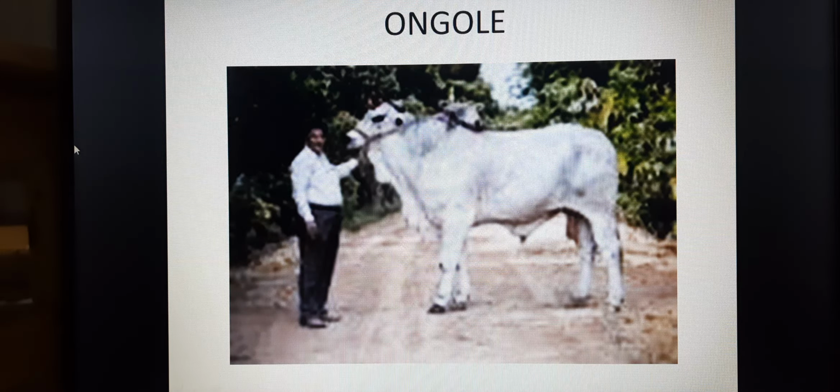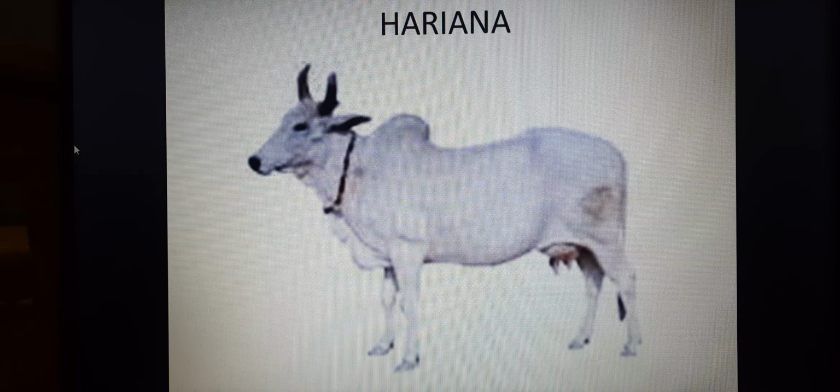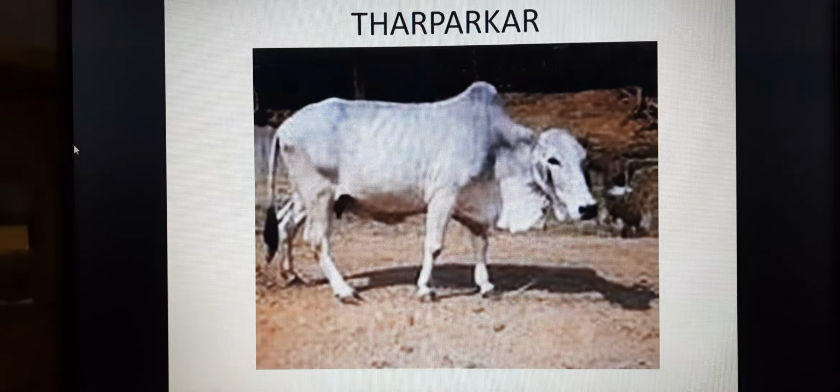So, Ongole is the largest variety of our indigenous cow. You see the size of the cow, it is taller than the height of a human being. Its height is up to 6 feet. Second slide of Ongole. Next we see this is Haryana, this is Kankrej, this is Tharparkar, this is also a large variety.